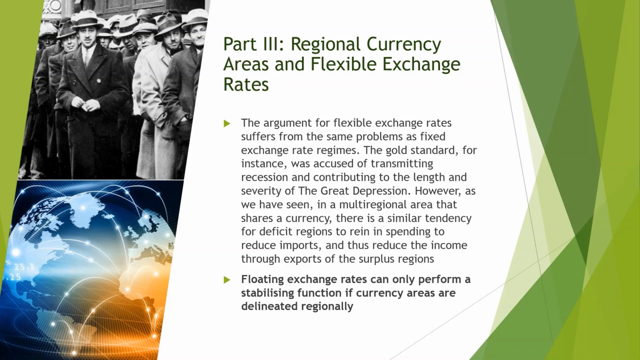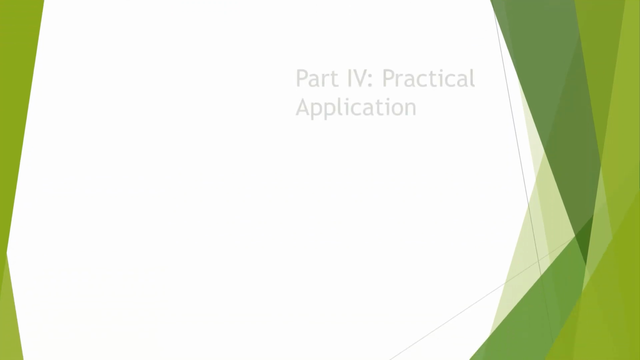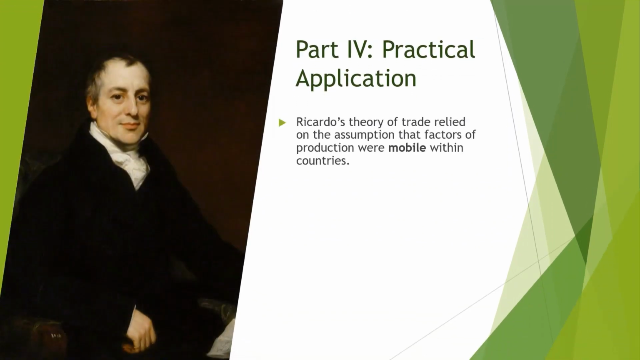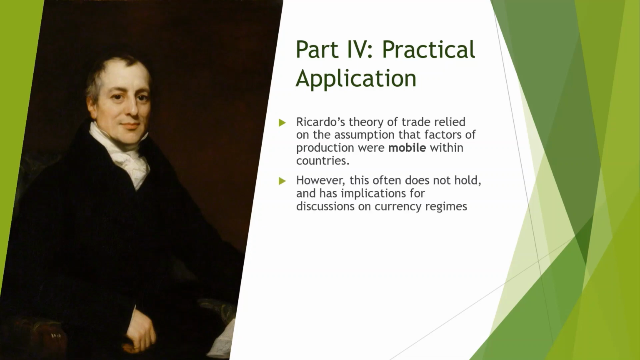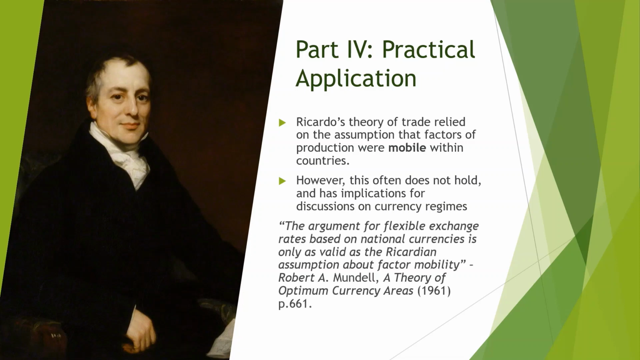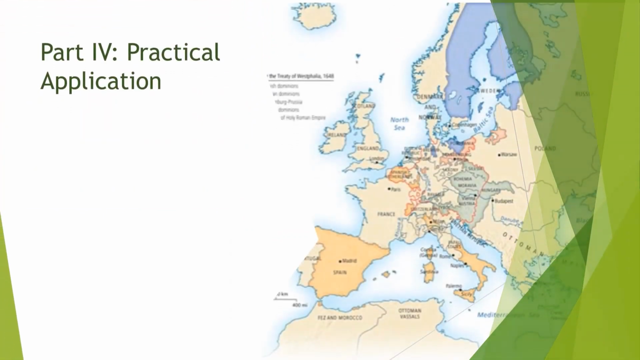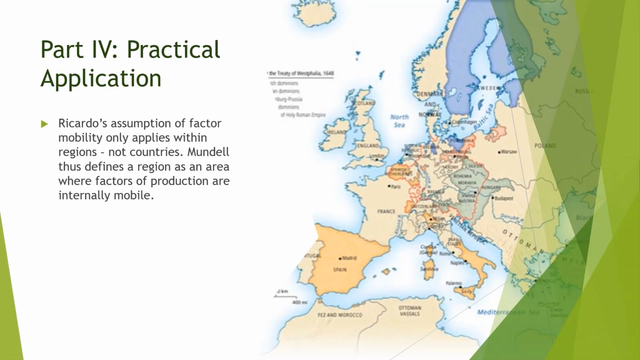Mundell now turns to the crux of his argument, which is the notion of a region. Ricardo's theories of trade relied on the internal mobility of factors of production. However, this often does not hold and has implications for discussions on currency regimes. As Mundell explains, the argument for flexible exchange rates based on national currencies is only as valid as the Ricardian assumption about factor mobility. Ricardo's assumptions of factor mobility only hold within regions, not countries.